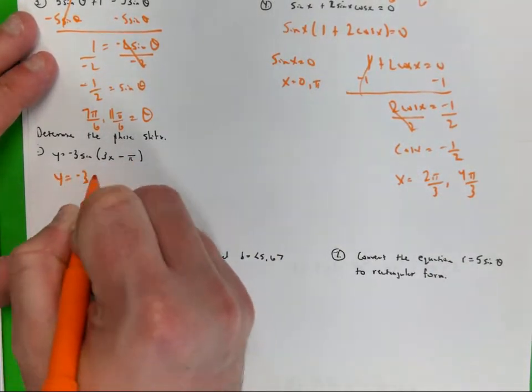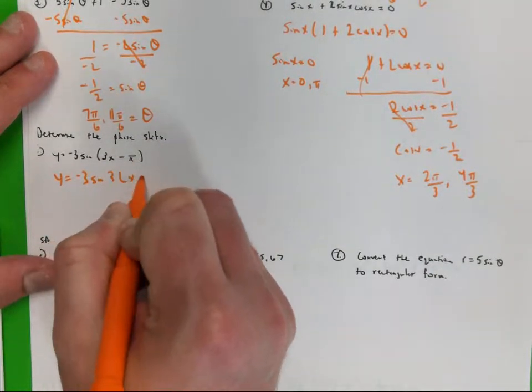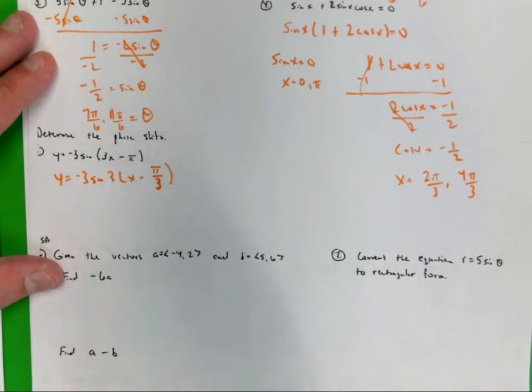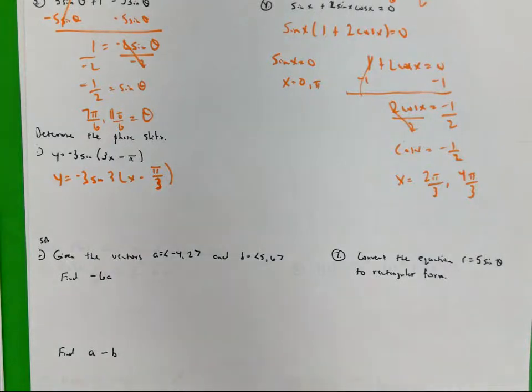Y equals negative 3 sine, and you're dividing, so that goes out. So your phase shift will be what? Pi over 3. And what does that mean? Pi over 3 to the what? Right. So in your multiple choice, you're going to see pi over 3 to the right. Are there any questions on the top part?